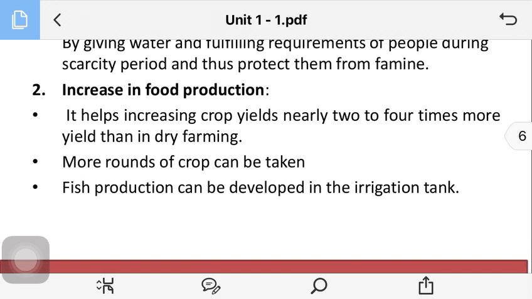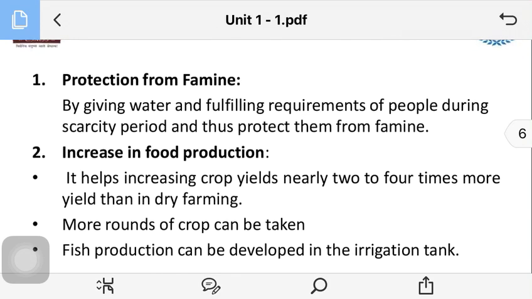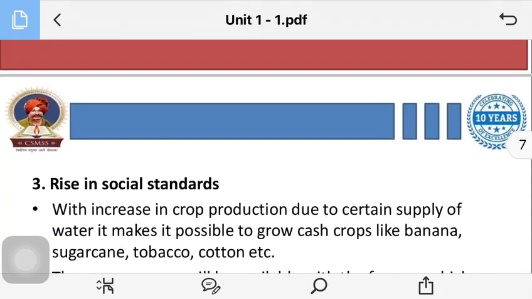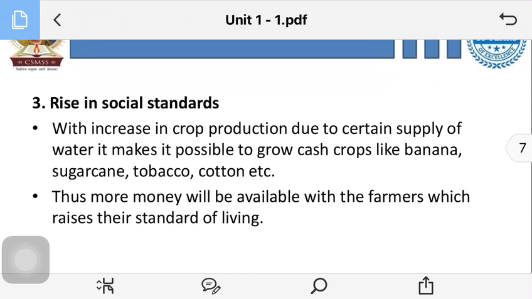So by increasing the food production, we can get more advantages. And next is rise in social standard. With increase in crop production due to certain supply of water, it becomes possible to grow cash crops like banana, sugarcane, tobacco, cotton, etc. And thus more money will be available to the farmer, who will raise their standard of living.